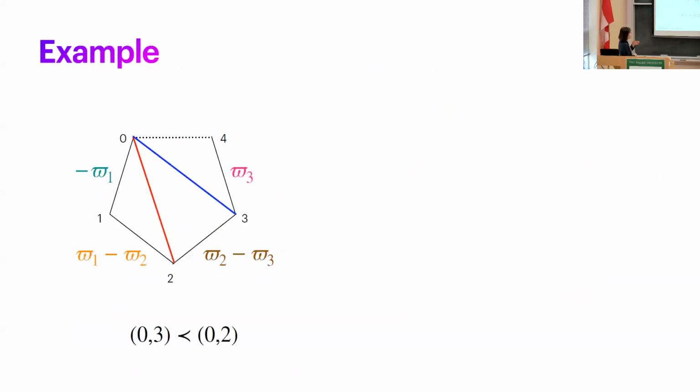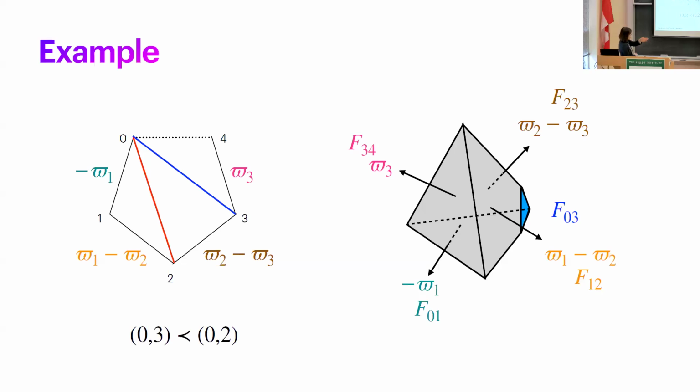So this is just an example. We first cut the vertex, and then we cut the edges, and we get this simple polytope.